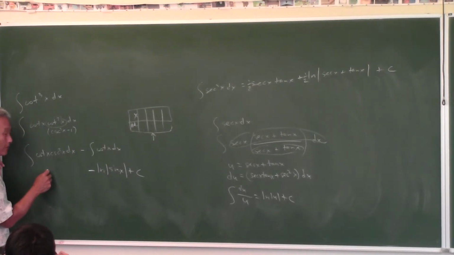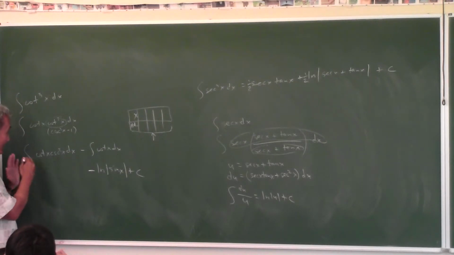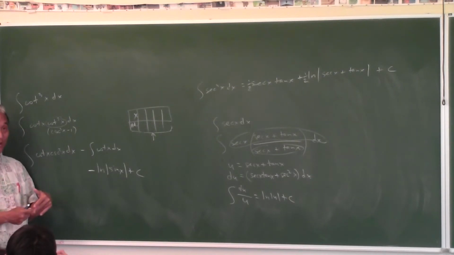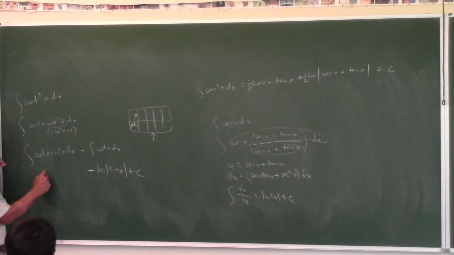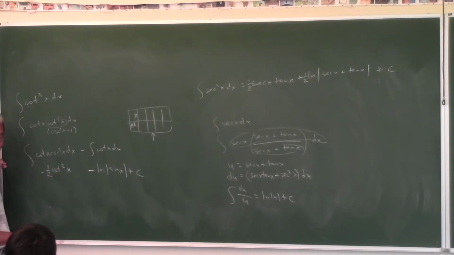Okay, look. If you let u equal cotangent x, wouldn't du be negative cosecant squared x dx? So wouldn't this be negative u du then? So wouldn't that be negative 1/2 u squared plus c? So what's the answer? What do I write here? Just give me the thing. 1/2 cotangent squared x.